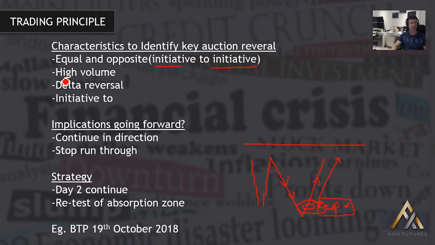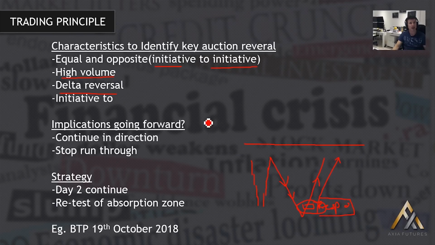So like I said, the characteristics of a key auction reversal: high volume, it has to be high volume. Why? Because initiative by its very nature is very big time frame players. And if big time frame players are influencing price, it's high in volume. They're bringing a lot of business to the market. We're also going to see a delta reversal, and I'm going to show you what that looks like.